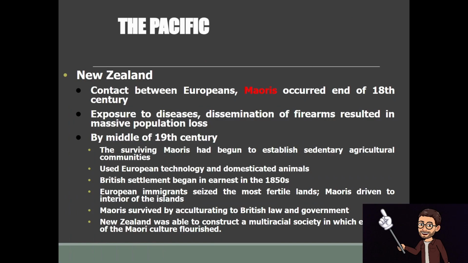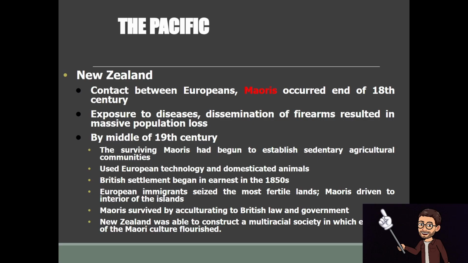Now let's talk about New Zealand for our last one. Now, the indigenous people, the Maoris: this is going to occur in the late 18th century. Exposure to disease and firearms and conquering resulted in massive population loss for the Maoris. By the middle of the 1800s, the surviving Maoris had begun to establish sedentary agricultural communities. They acculturated themselves to the European ideologies, meaning that they adapted to the British control in order to survive.